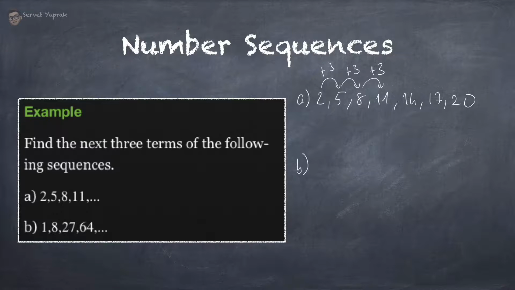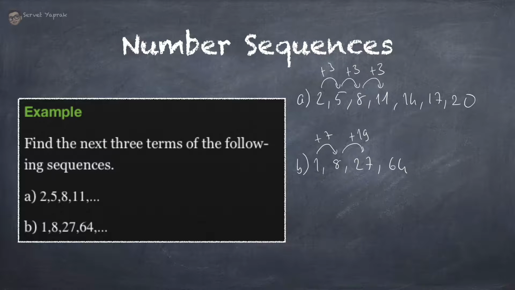Let's look at part B. Our numbers are 1, 8, 27, 64. We need to understand the pattern again. 1 to 8 is increasing by 7, 8 to 27 it is increasing by 19. So the pattern should be different than the first one.